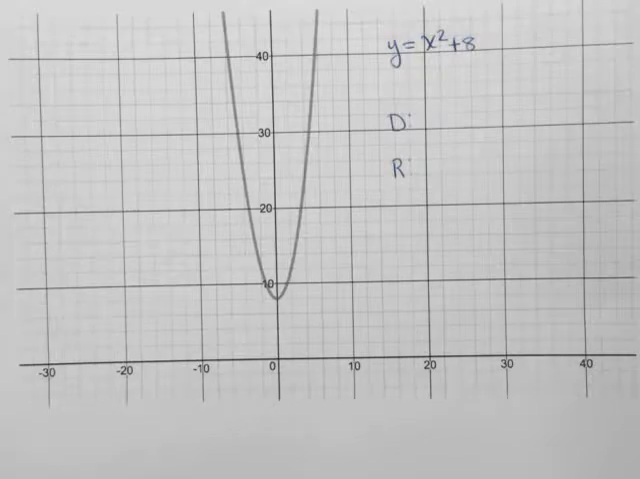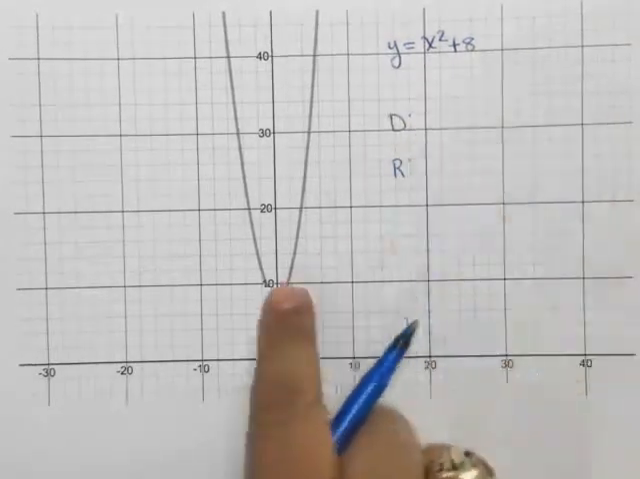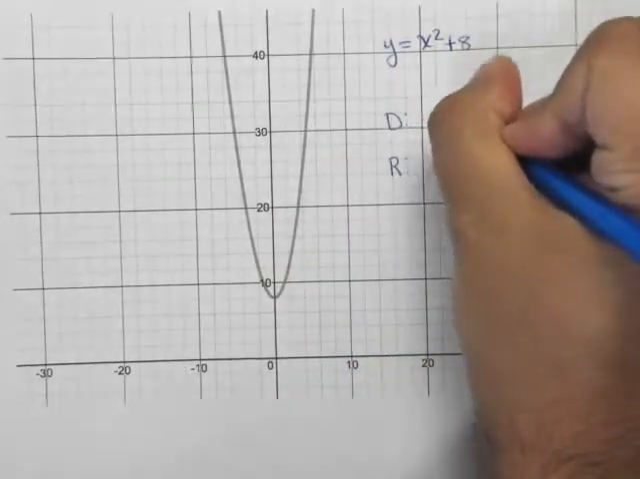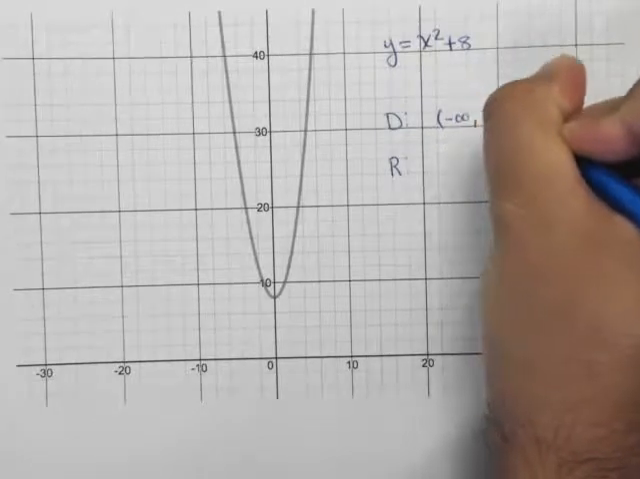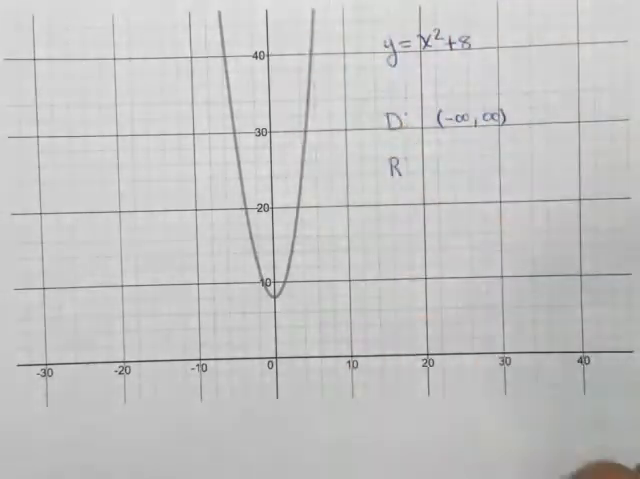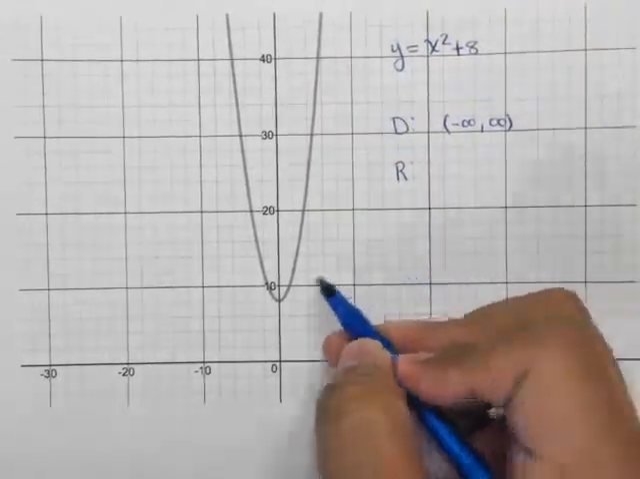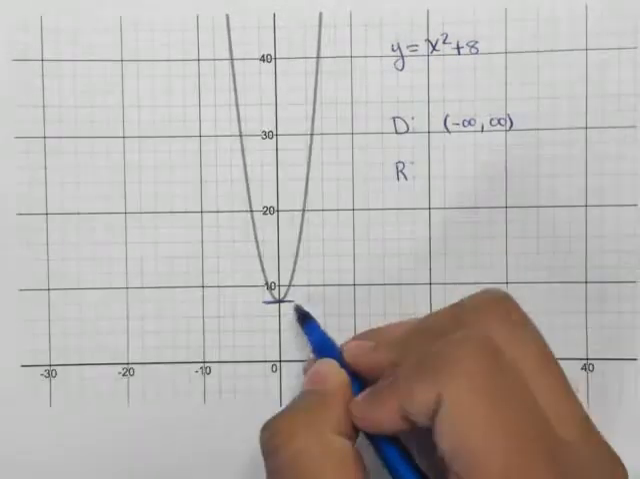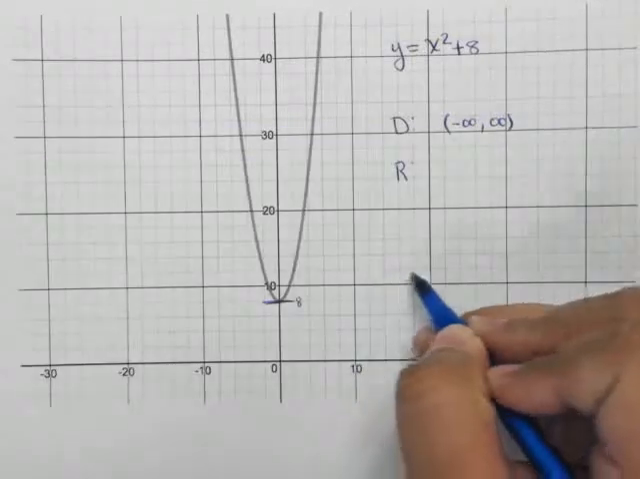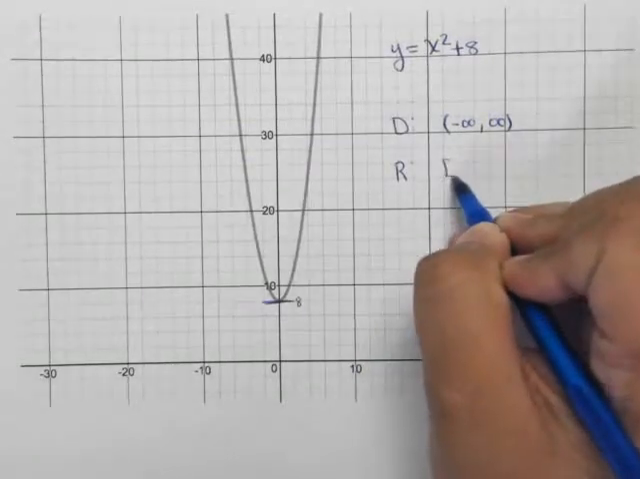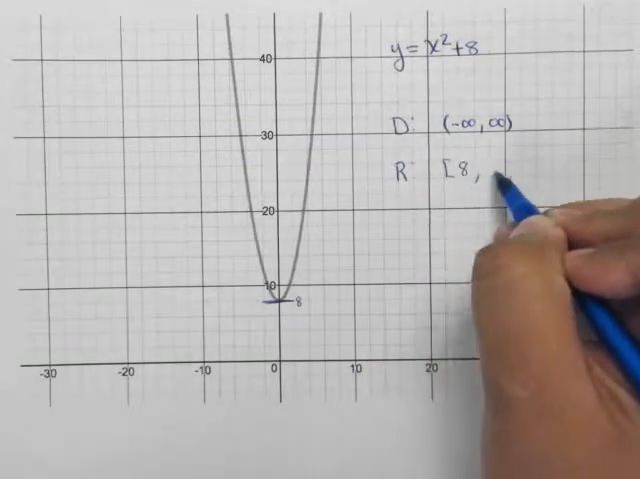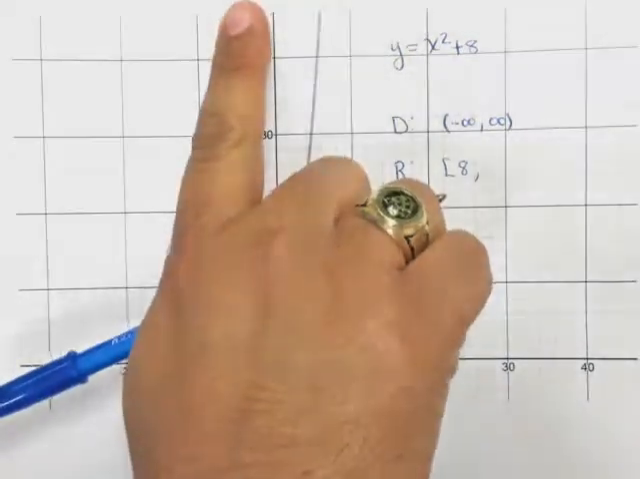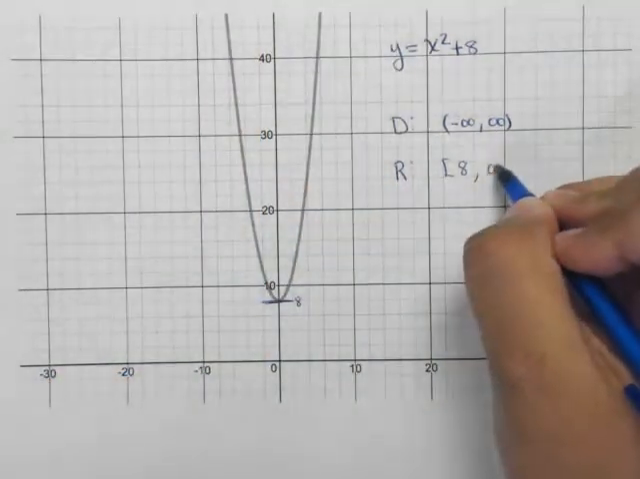Okay? So let's take a look here. Then the domain is going to go from negative infinity to positive infinity. The range is a little bit different. For the range, you have to look at this bottoming out point in this case. So this minimum value is at y equals 8. So the range is going to go from 8 all the way to, you guessed it, positive infinity.